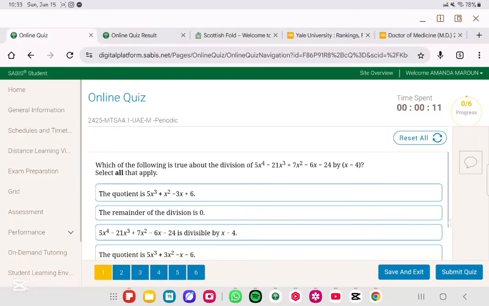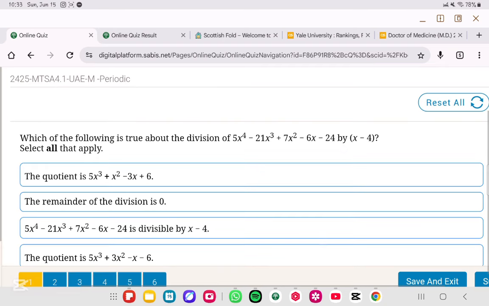So I'm just gonna rush this quiz. This is Algebra section 4.1, for the periodic course practice final. I'm just gonna rush this quiz a little bit. So select which of the following is true about the division of this by x minus 4.